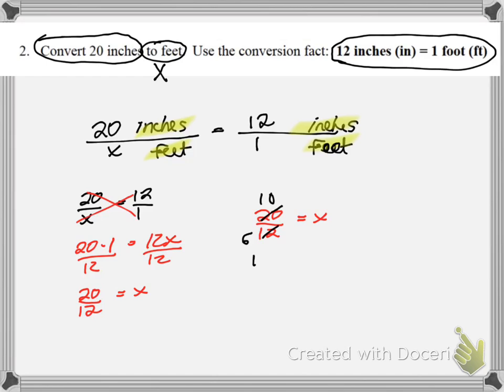So that becomes 10 over 6. Okay, they're still divisible by 2. So it becomes 5/3. Okay, and then we actually want to change this to a mixed number. So this would be 1 2/3 of a foot.